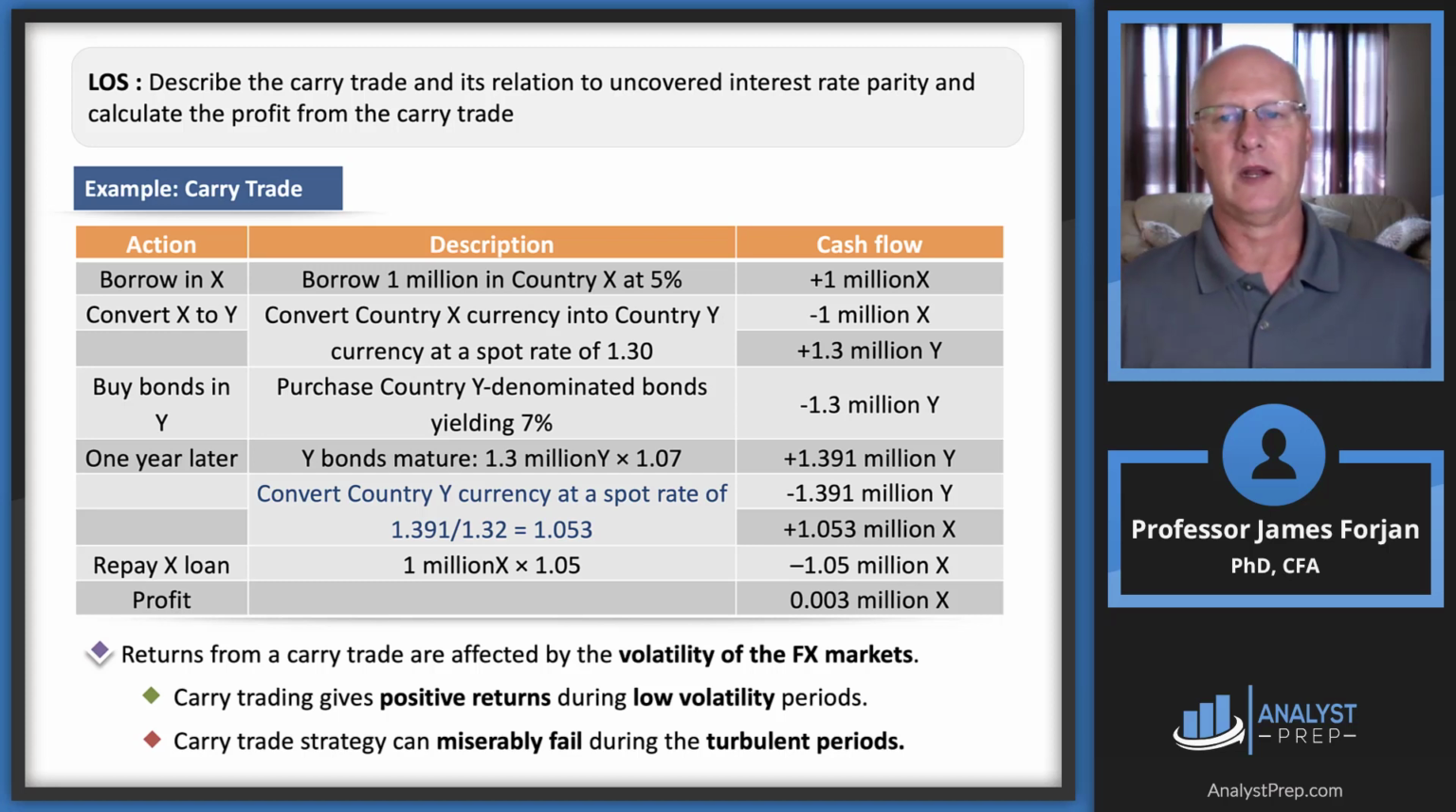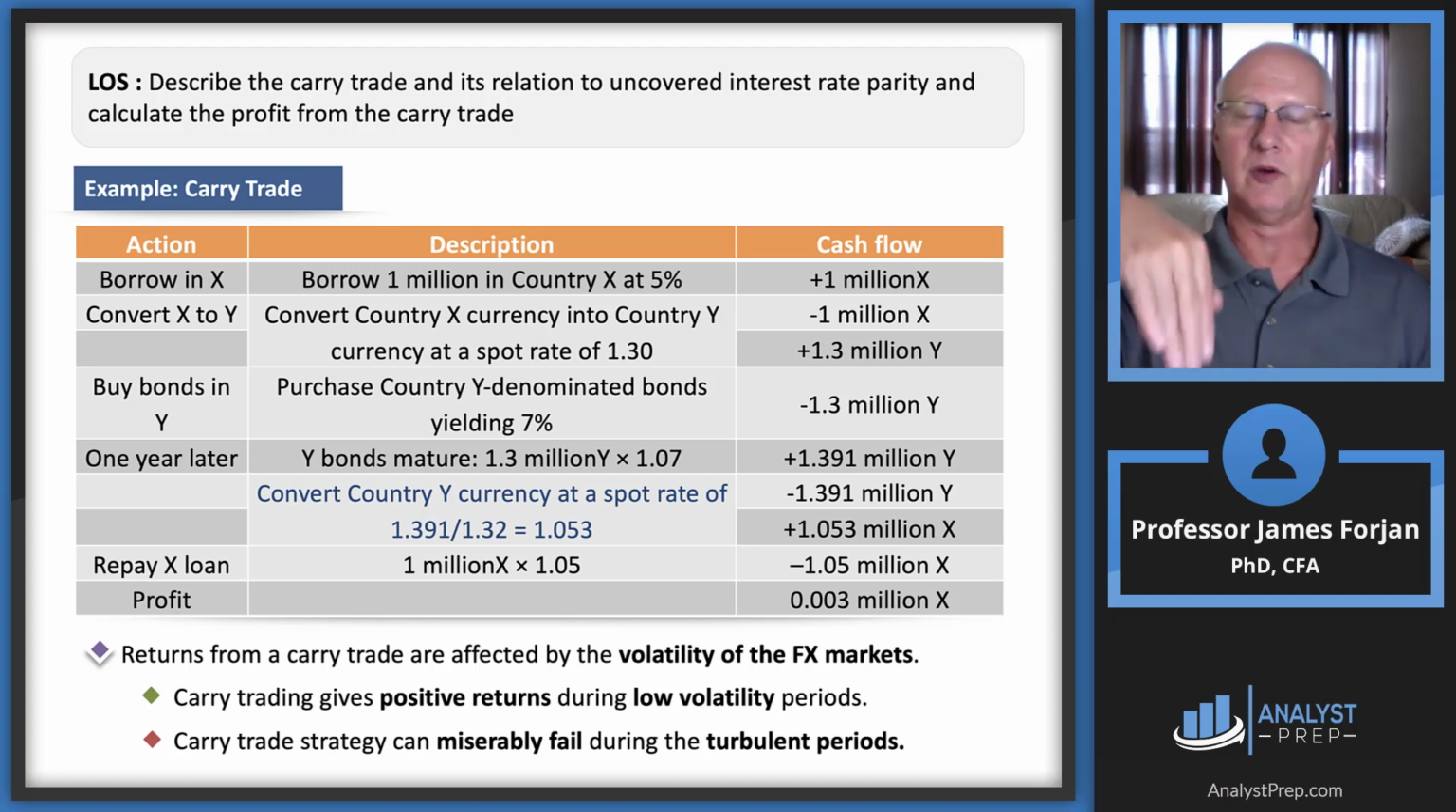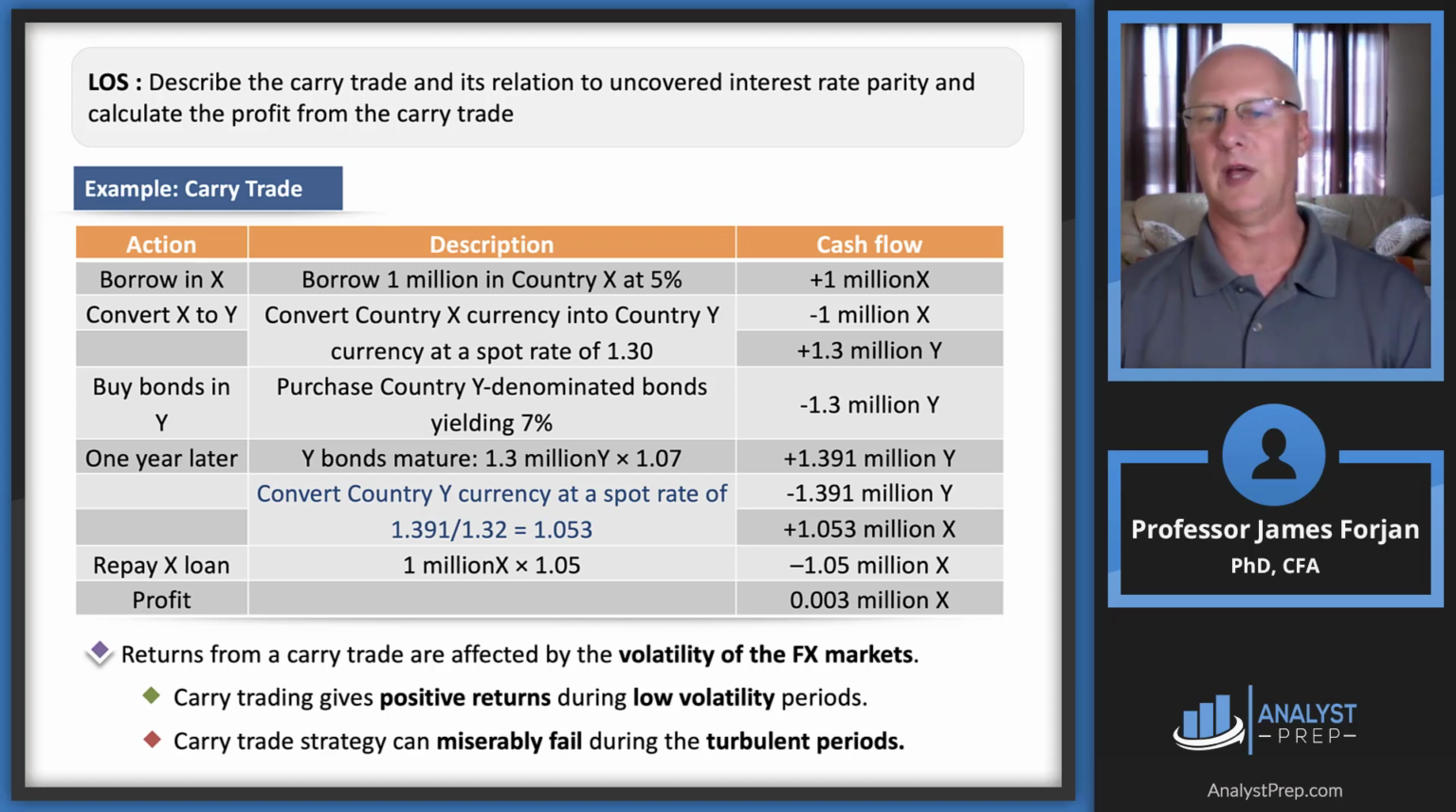All right, let's take a look at a quick carry trade. There's $1 million. This time we're going to borrow $1 million. We're going to convert it over at a spot rate of 1.3. Then we're going to invest in these bonds in this foreign country that are yielding 7%. So we borrow at the 5 and we invest at the 7. Those bonds mature then for 1.391 million. So that's the simple part there.